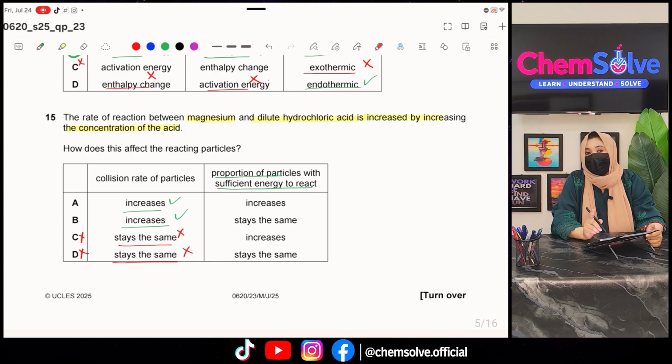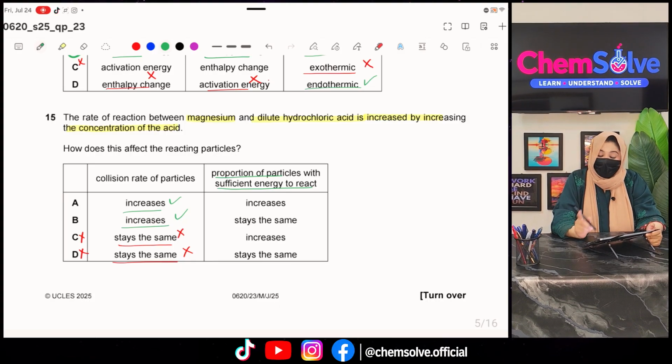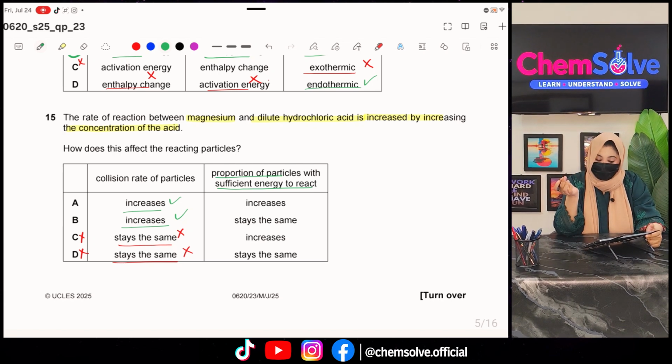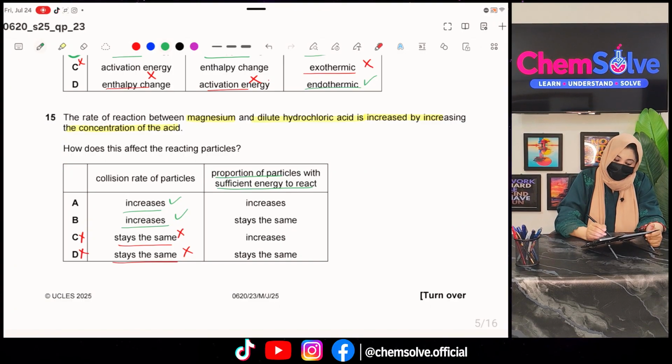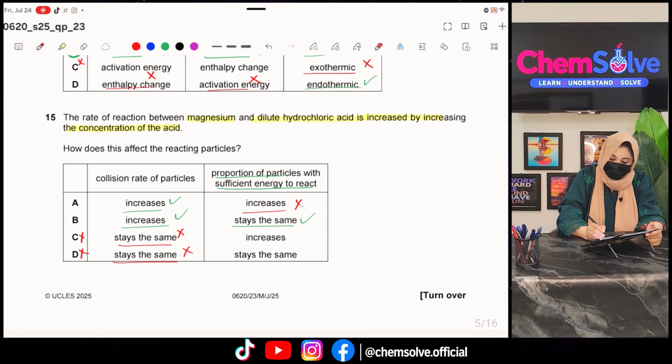This is the case only with the catalyst. Catalyst lowers the activation energy. So in that condition, what happens? More particles would be available which have sufficient energy, more than the activation energy. So for concentration, what happens? It remains the same. It doesn't increase. So B is the correct option.